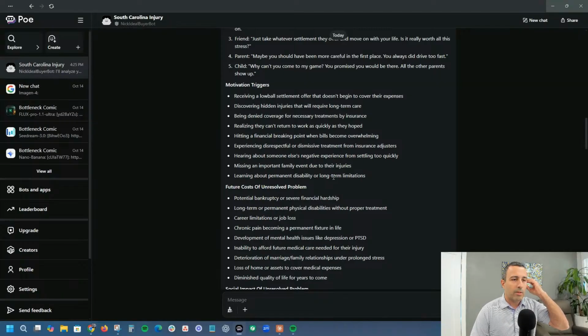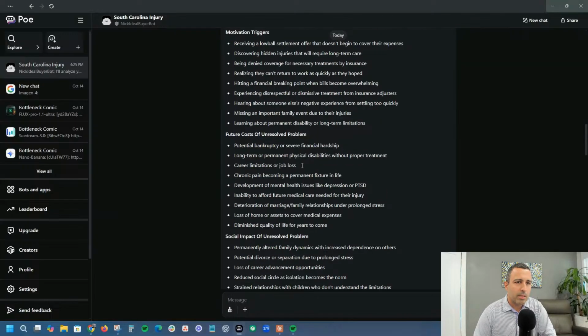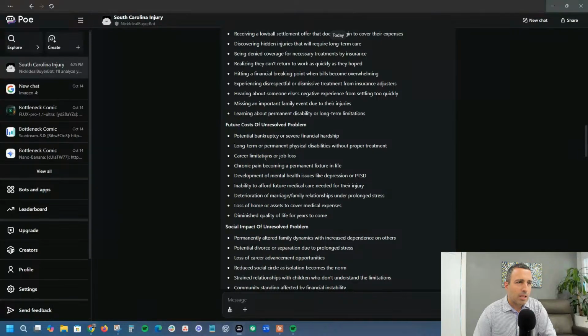Future cost of unresolved problems. Potential bankruptcy or severe financial hardship. Long-term or permanent physical disabilities without proper treatment. Care limitations or job loss. Chronic pain becoming a permanent fixture in life. Loss of home or assets. Diminished quality of life for years to come.